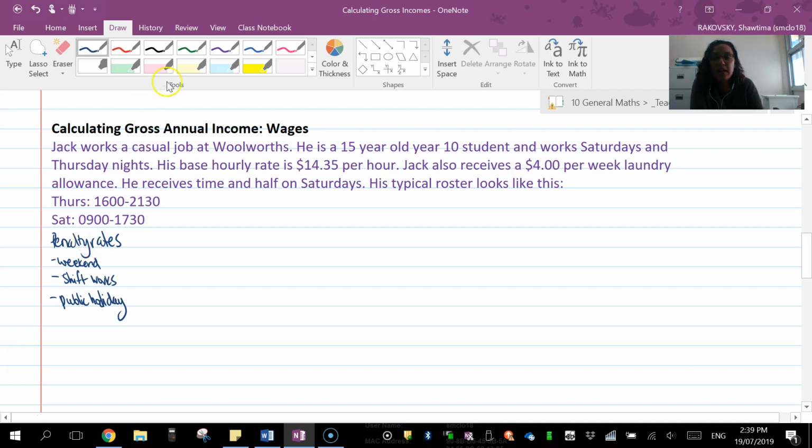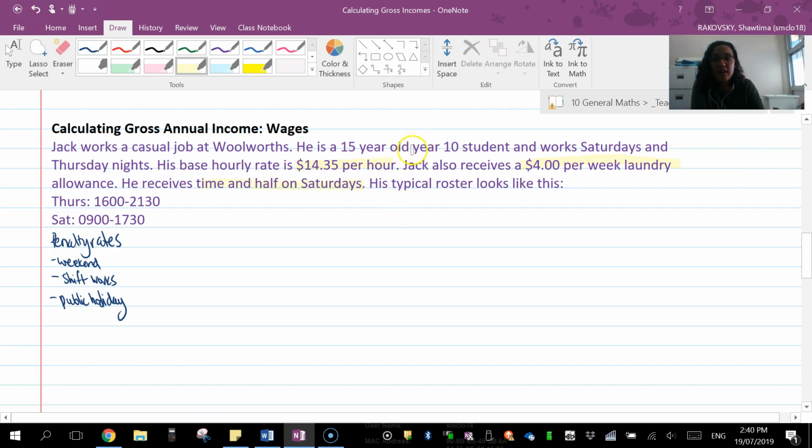So looking at Jack's question here, Jack works a casual job at Woolworths, 15 years old, year 10 student, works Saturdays and Thursday nights based on his hourly rate. So there you go, there's some hourly rate. Jack receives $4 per week in laundry allowance and receives time and a half on Saturday. So the roster looks like this. Looking for our important information, we've got $14.05 per hour. Jack receives this much per week for laundry and receives time and a half on Saturdays.